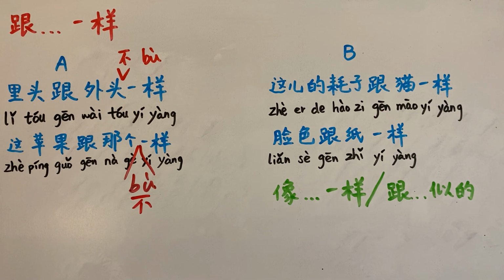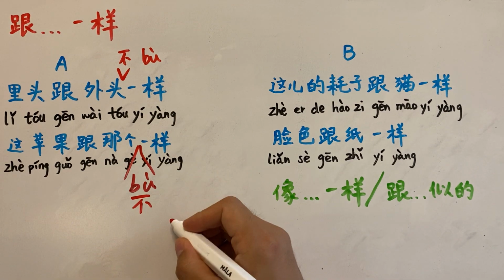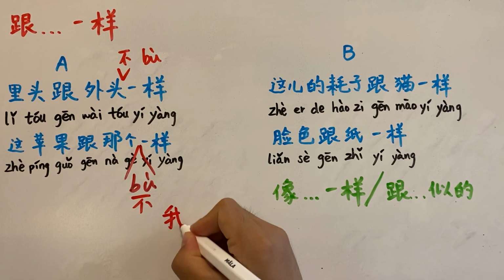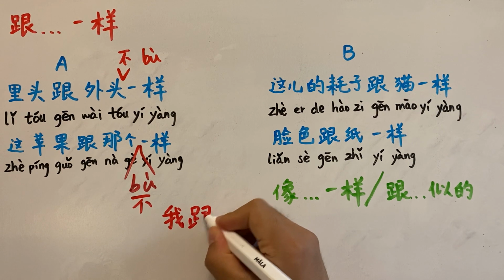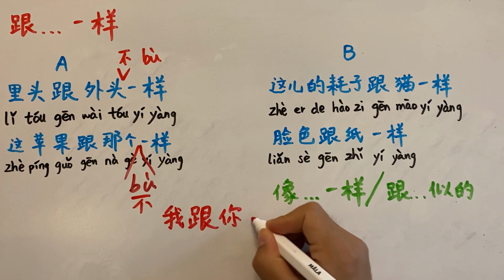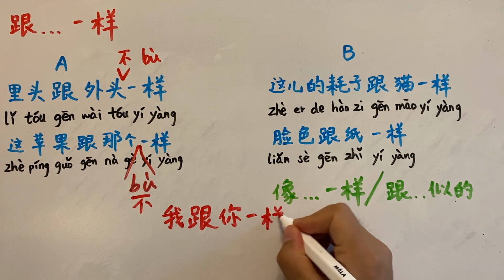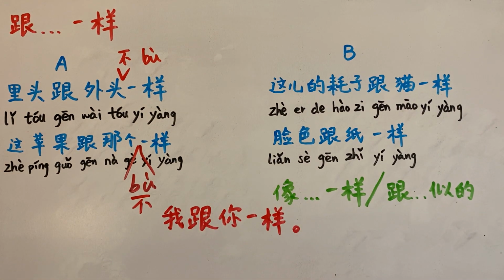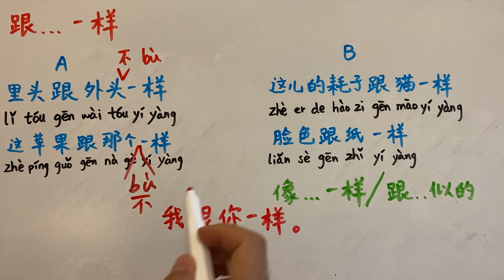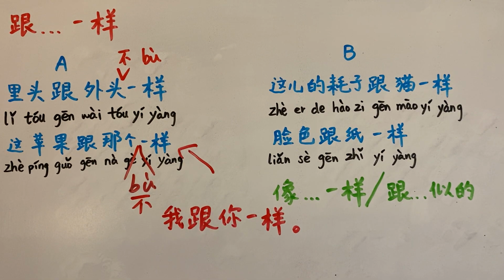So next time, if you want to make a sentence, 我跟你一样, I am the same as you. 我跟你一样. So you can make a decision. Does the sentence 我跟你一样 belong to group A or group B, right? So yeah, it's group A. 我跟你一样, I'm the same as you, because you and I are both persons, right? We are both human beings.